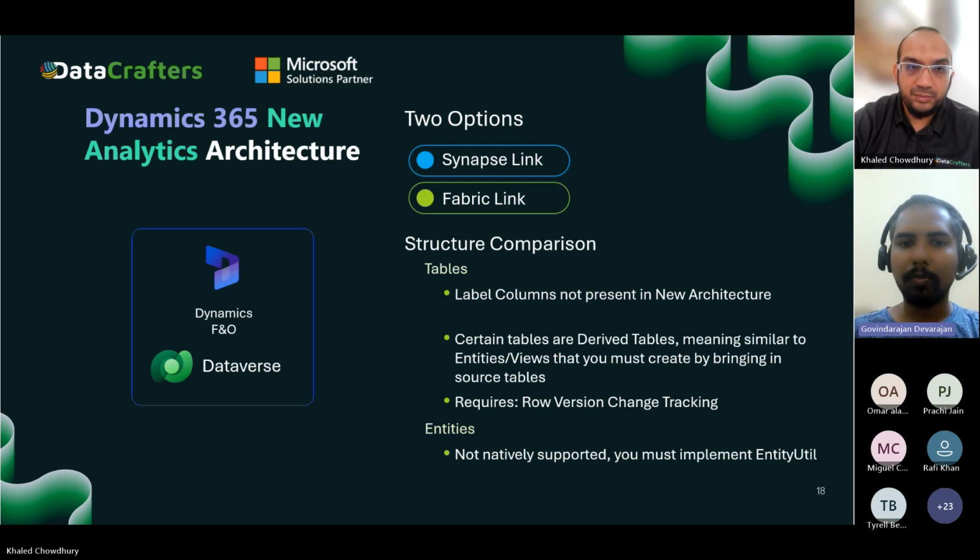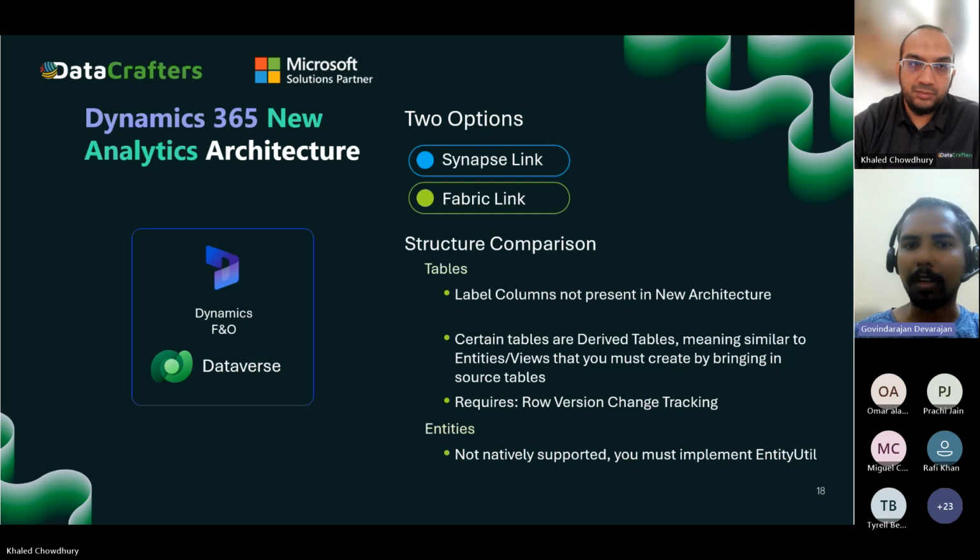But apart from that, what differences do we have compared with export to data lake for both Synapse Link and Fabric Link? One major difference is that in export to data lake, the label columns automatically come in the table.